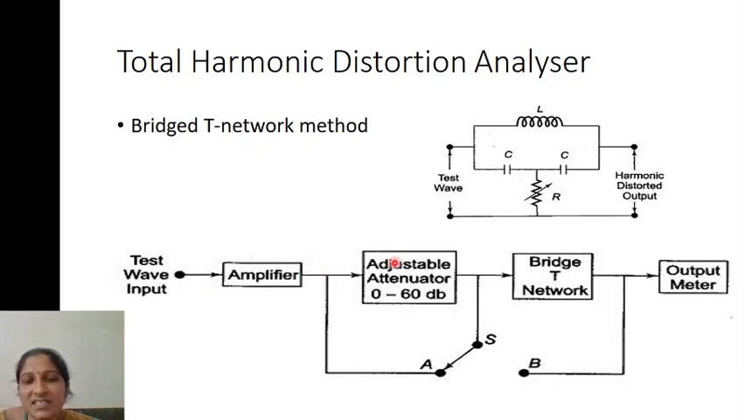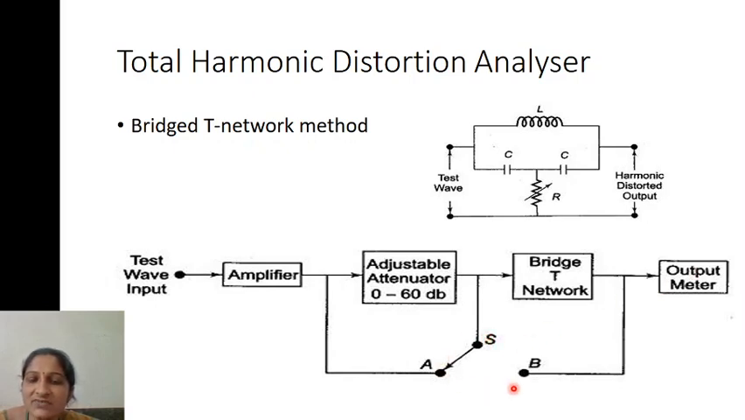That signal is connected to the adjustable attenuator. Adjustable attenuator means you can stop whatever frequencies you want to stop, and if you want to allow certain types of frequencies, that can be allowed. This can be done by the adjustable attenuator. And here this is the bridge T network, which we have already discussed, and this is the output meter in which you can observe the output.